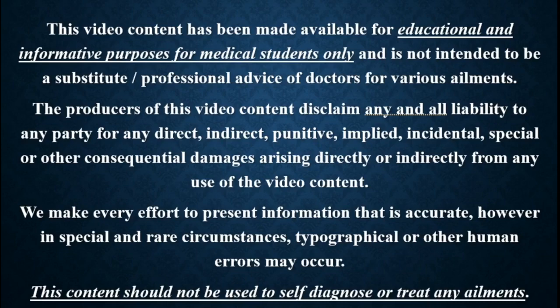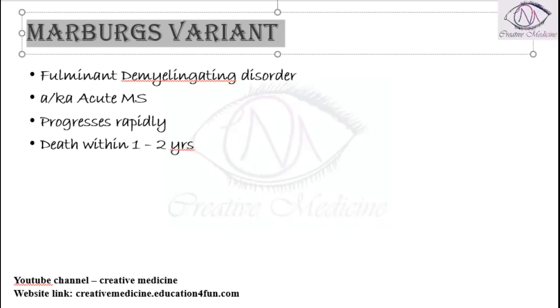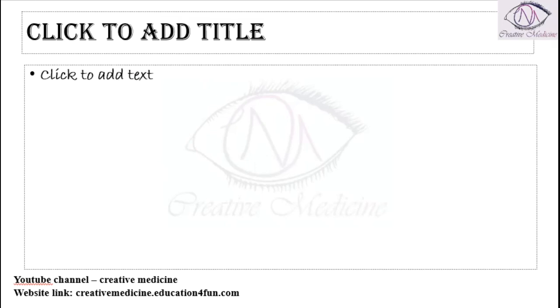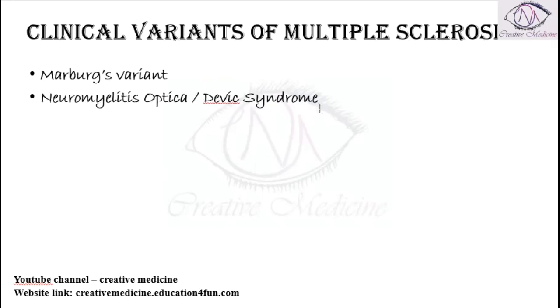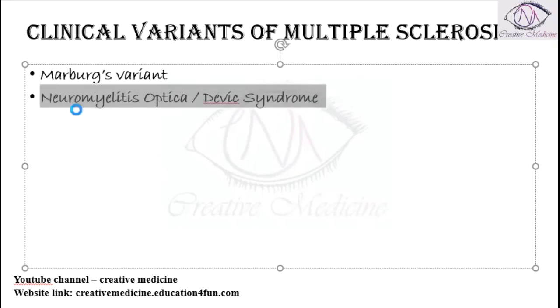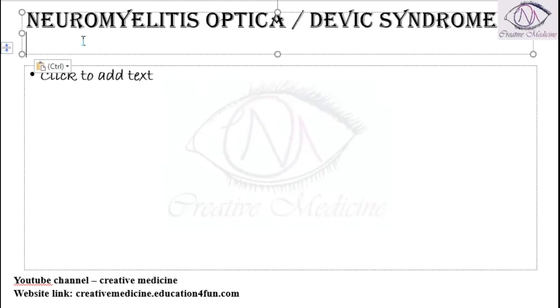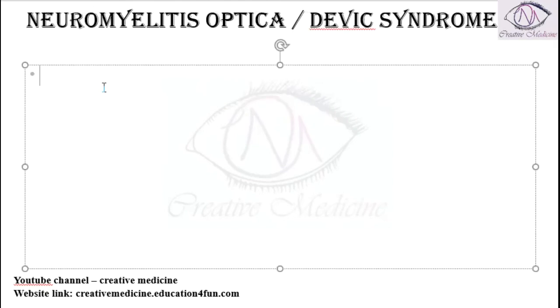In this lecture, we will learn about the variants of multiple sclerosis. We have Marburg's variant, and second is neuromyelitis optica, or Devic's syndrome. This neuromyelitis optica, or Devic's syndrome, is actually an aggressive inflammatory disorder.